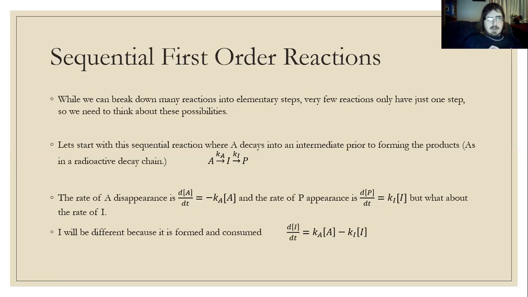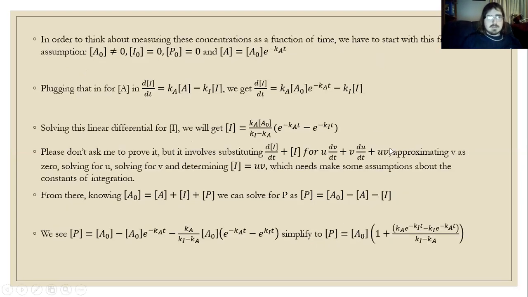What about the rate of I? I will be different because it is both formed and consumed. So the change in I depends on the amount of A present and the speed of A's decay, and on the amount of I present and the speed of I's consumption. So it's both consumed and formed, and we have to treat it like this.